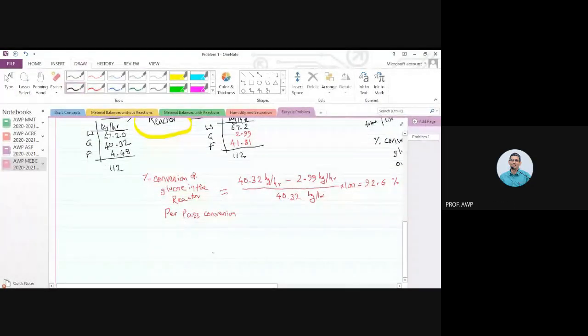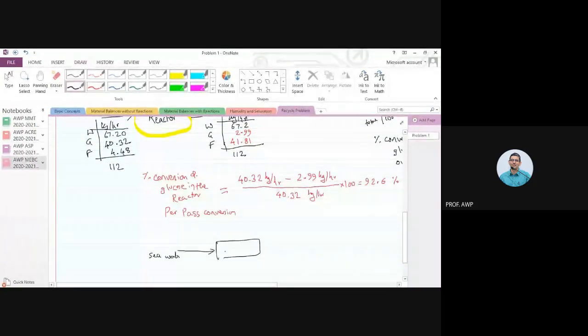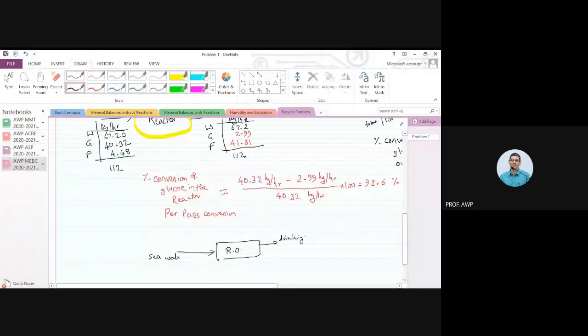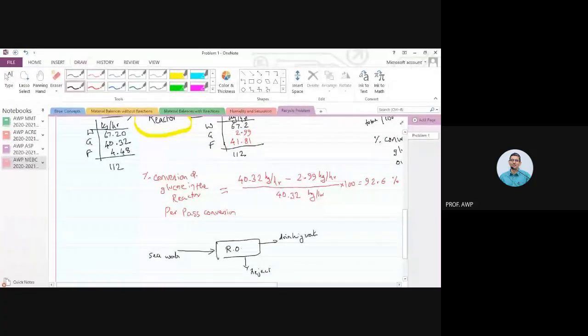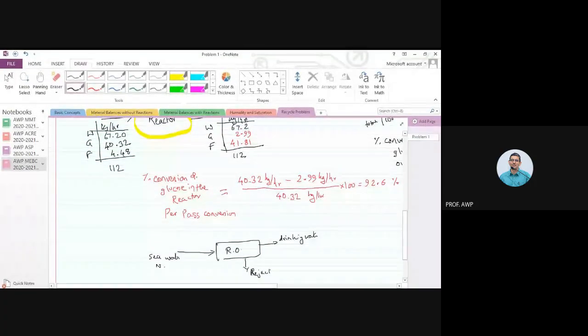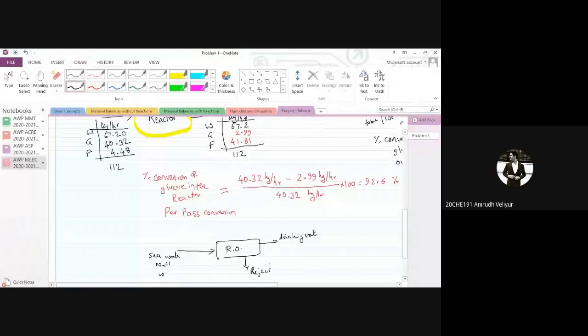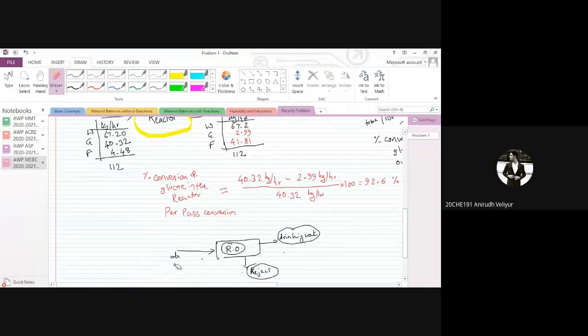Long ago, we had seawater. We had a reverse osmosis, and we made drinking water, and we had a reject. So there we are separating. Sodium chloride and water is getting separated. One getting enriched in water, one getting enriched in sodium chloride. So here we can't say the composition remains the same because we are doing the separation, right?